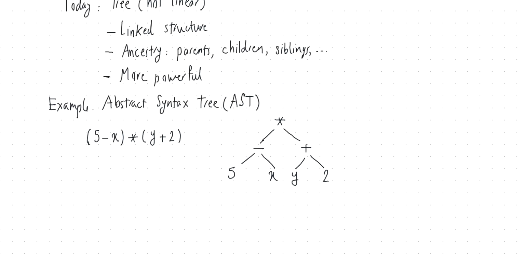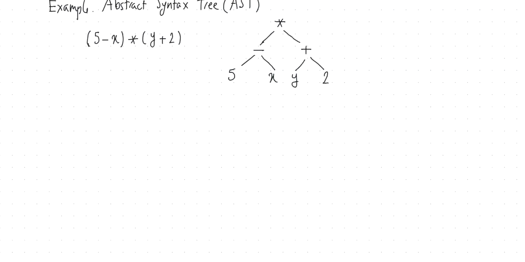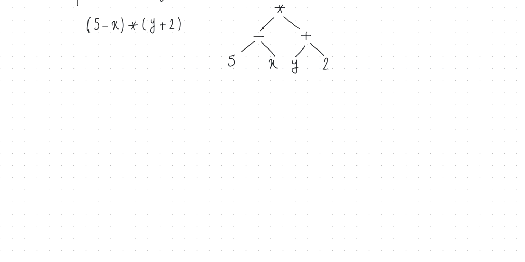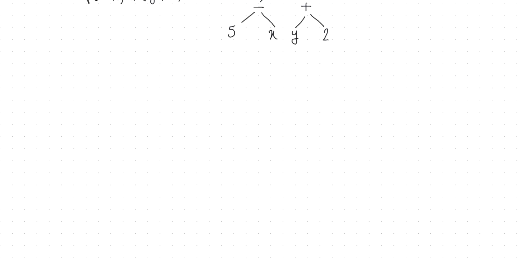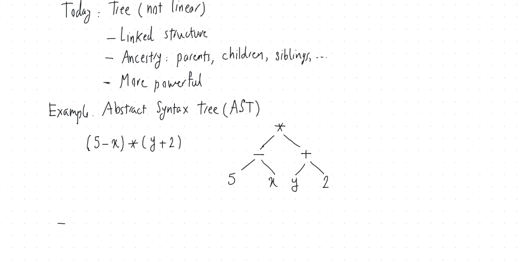Now, as I said, the focus here is going to be mostly on the definition, terminology, and all of that. So let's move on from this example and talk about some of the things that we're going to do in terms of concepts and definitions. Okay, now elements in a tree, like for example, here we have multiplication, minus, plus, and so on.